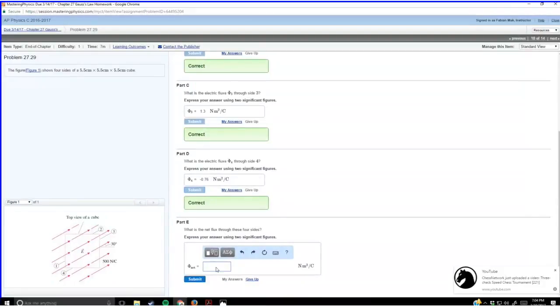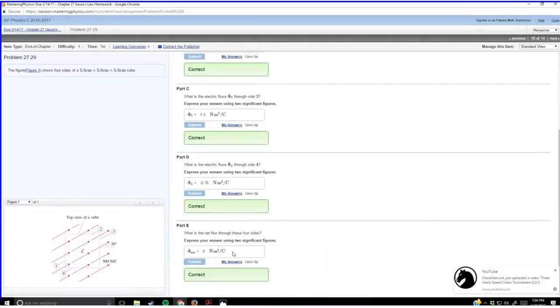Okay. And so what is the net flux? It is 0. The idea here is the field is being generated outside of the container, and so there is no net flux through the container.